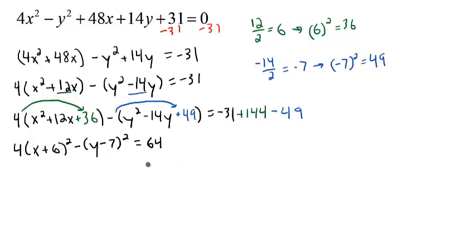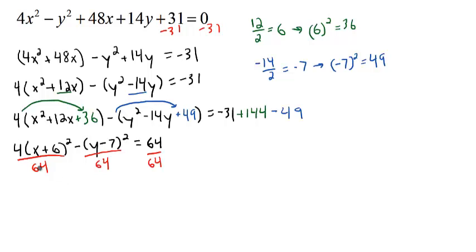Okay, now in our formula for a hyperbola, it's set equal to 1, so we want to divide this side by 64 so that we get a 1 over here, which means we also have to divide this by 64, and this gets divided by 64. So last thing we want to do is simplify.